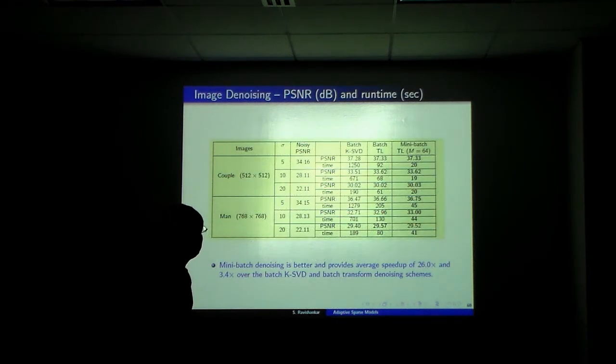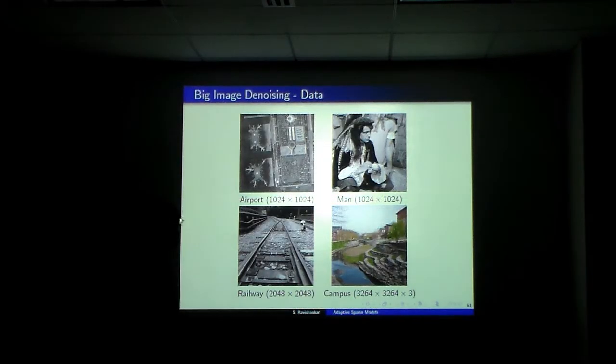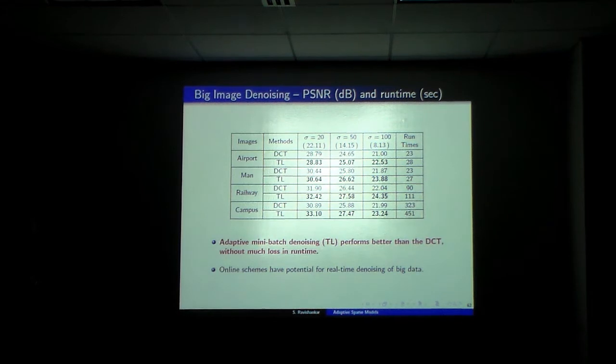Again, I have no time to talk about the details, but for example, if you look at these very large images, this one has about 11 megapixels, and you add noise to these images and denoise them using online transform learning, you get results like this. These are the denoising PSNRs at different sigmas for the images I just showed on the previous page. So using transform learning gives you much better denoising results than, for example, using a DCT. And it's about as fast as the DCT in many of these examples.